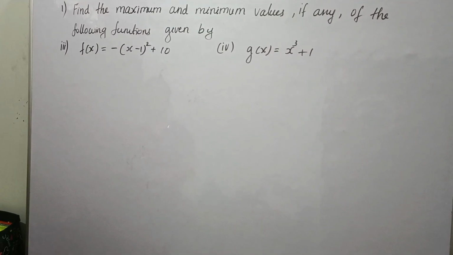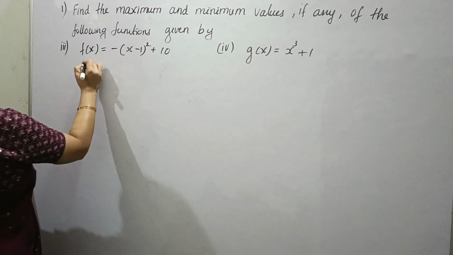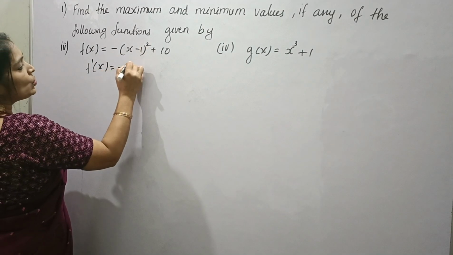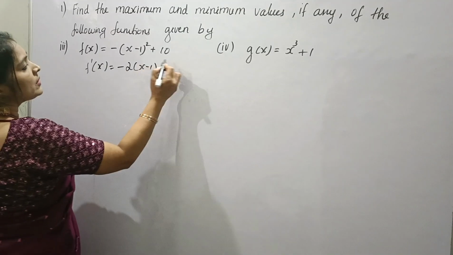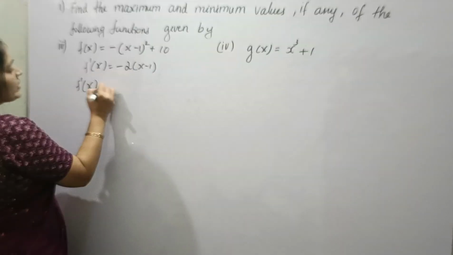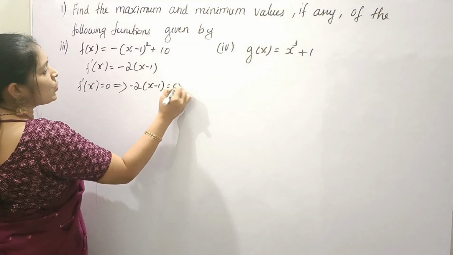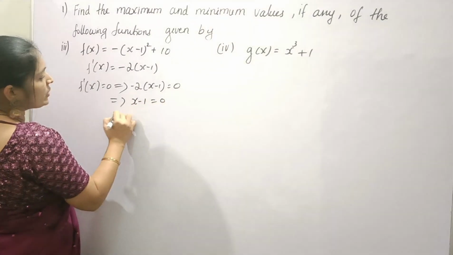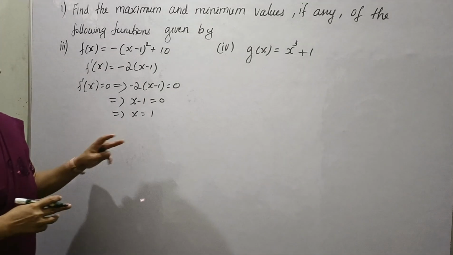Okay, third function, f of x is equal to minus of x minus 1 whole square plus 10. f dash of x is equal to minus 2 into x minus 1 into derivative of x minus 1, which is 1. Okay, derivative of 10 is 0. So then next f dash of x is equal to 0, that implies minus 2 into x minus 1 is equal to 0. That implies x minus 1 is equal to 0, that implies x is equal to 1. Okay, so we have got a critical value.